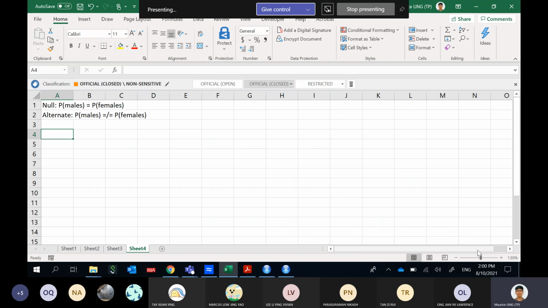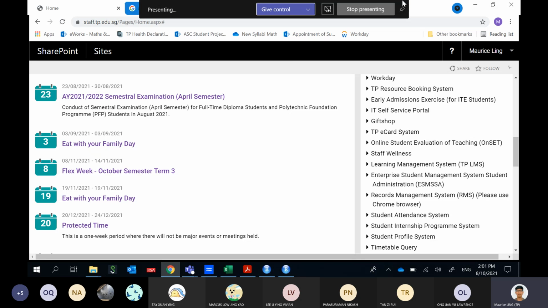Okay. So let's look at this. We have the expected, we have the observed. So we have males and females. So where do you get the data? I can find the data for you already. So it's in this.